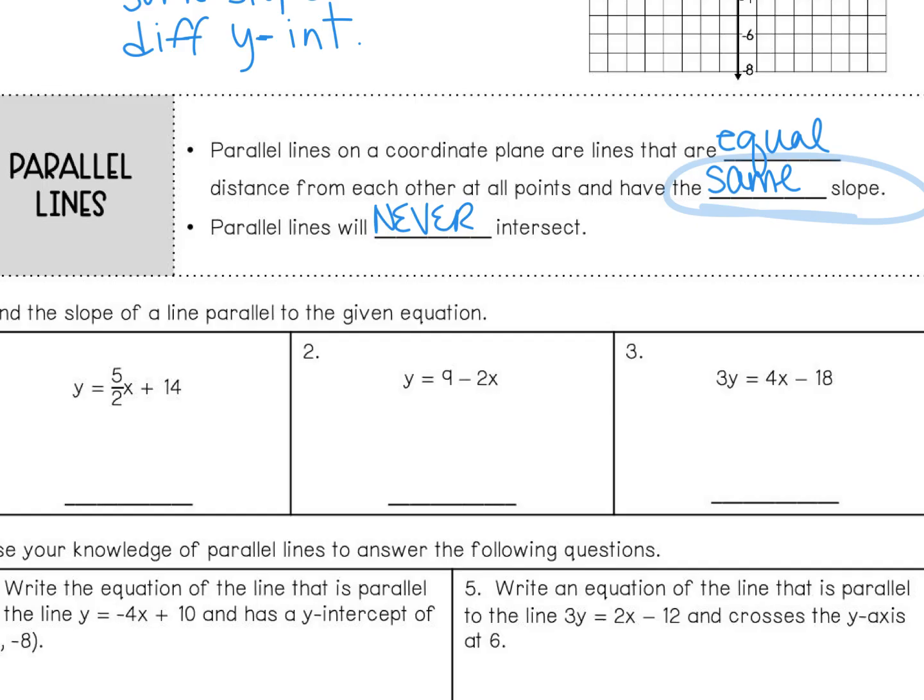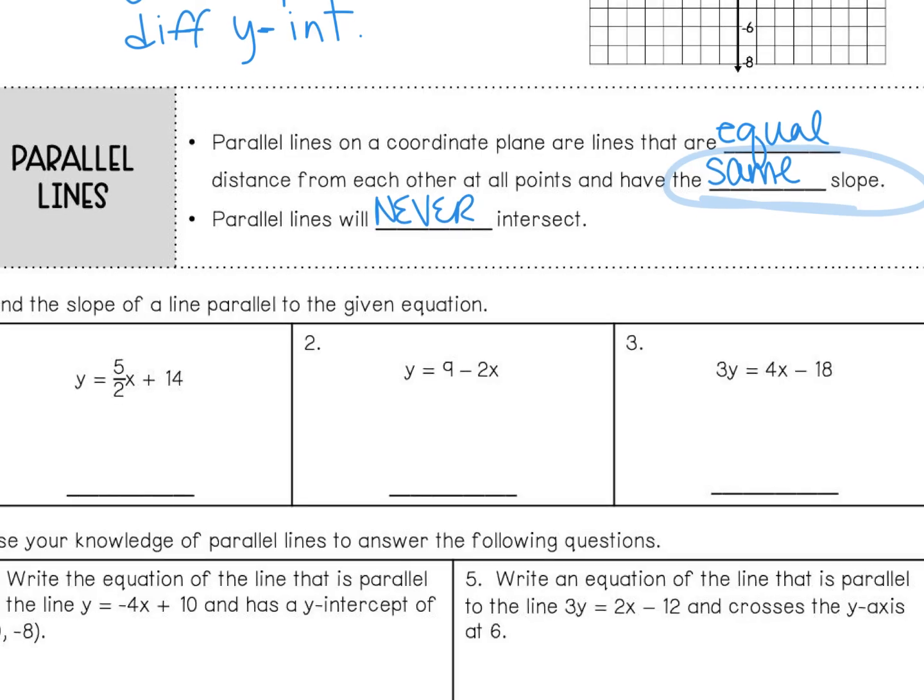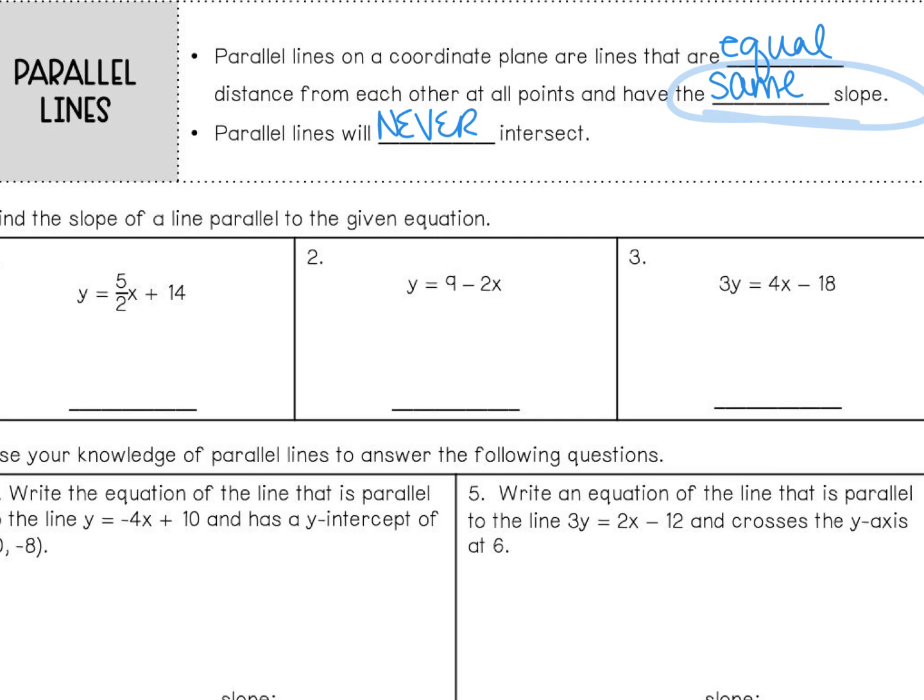So if we look at, find the slope of the line parallel to the equation. So we just said parallel lines have the same slope. What is the slope in number 1? Is it the 5 over 2 or the 14? 5 over 2. So if I want a slope that is parallel to that, what is my slope going to be? 5 over 2. Exactly. Don't overthink it because they are the same.